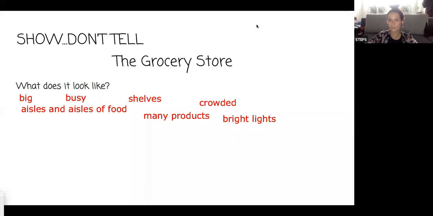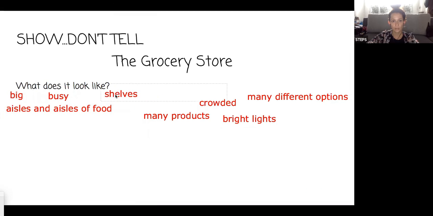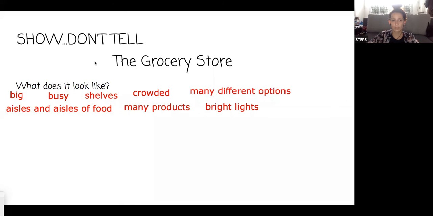Okay. Lots of water. P, what do you mean by lots of water? Like they sell lots of types of water. Ah, okay. So say different options. All right, good job. Okay, so these are words that can describe what a grocery store looks like. So things that it has, and we would see if we were in a grocery store. Okay, good job. So what does it sound like?